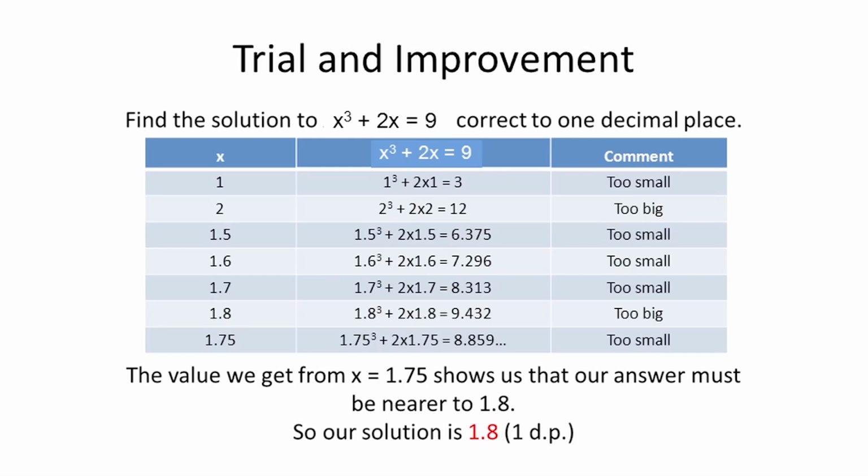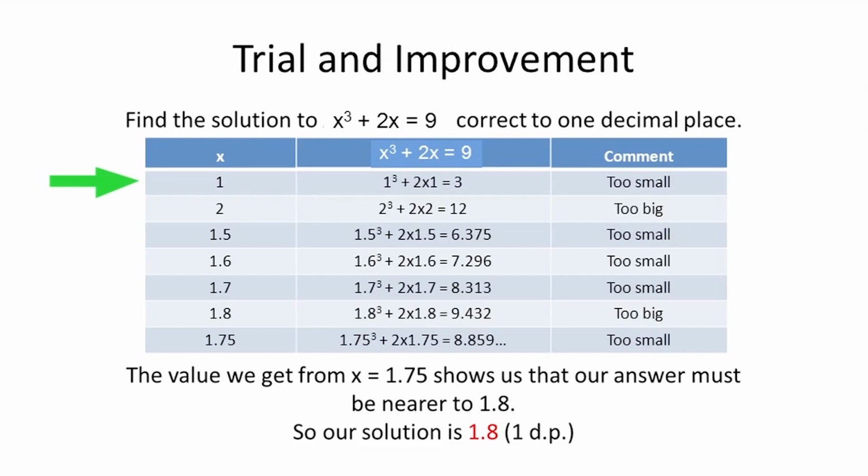This question asks us to find the solution to x cubed plus 2x equals 9, correct to 1 decimal place. Now the first thing we do, and it may be given to you in the exam, is to construct a table to put all of our working out into. The table has 3 columns. The x column, which is where we're going to try our different values for x. The calculation part is the second column. And then we have a comment column at the end, where we make a remark whether it's too big or too small.